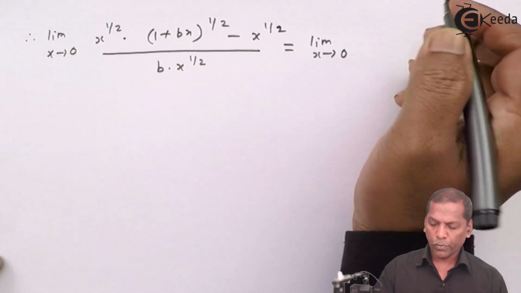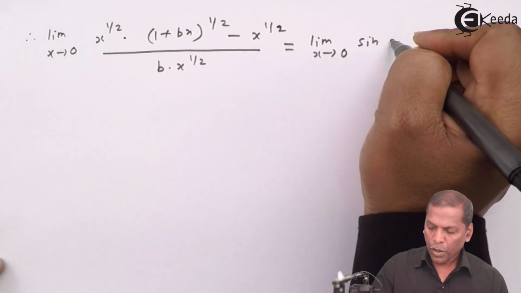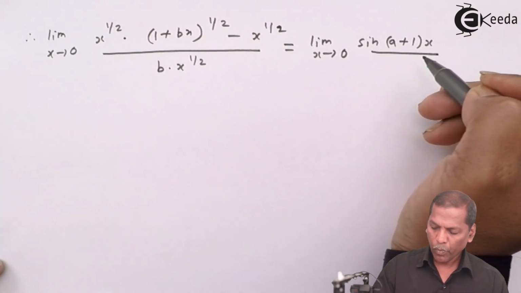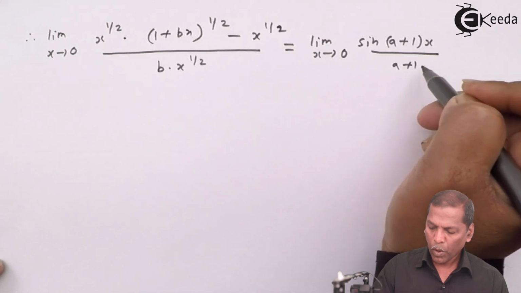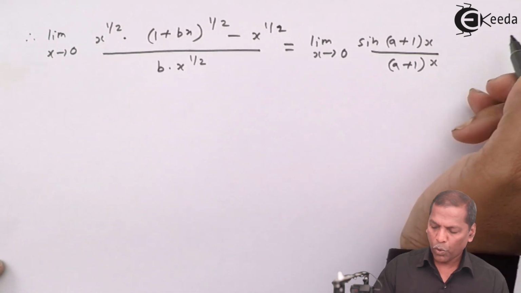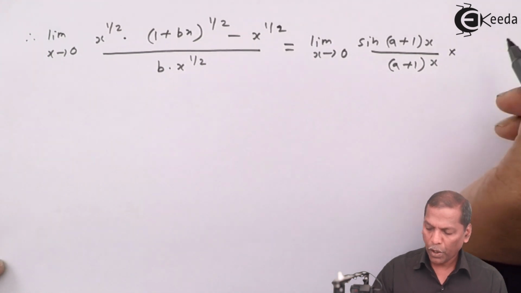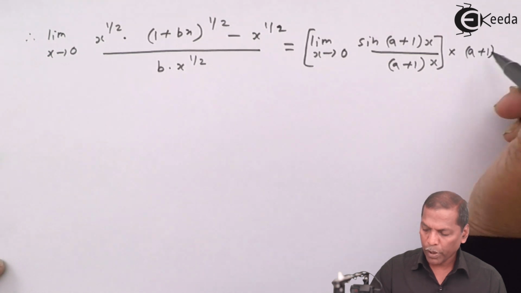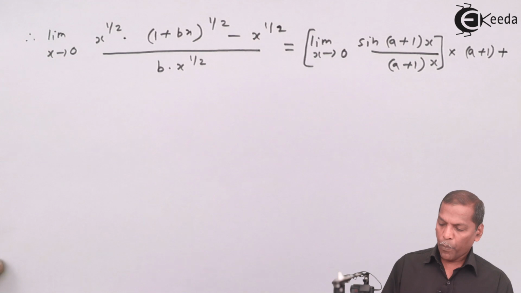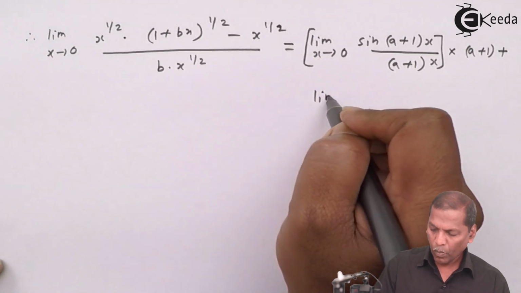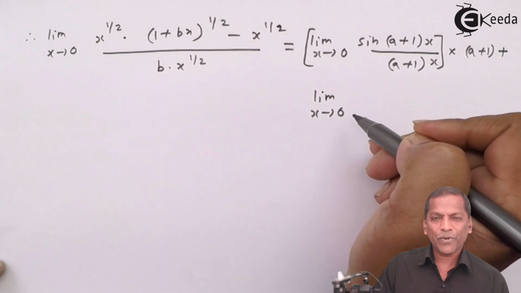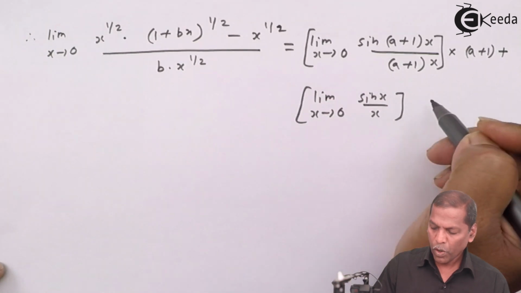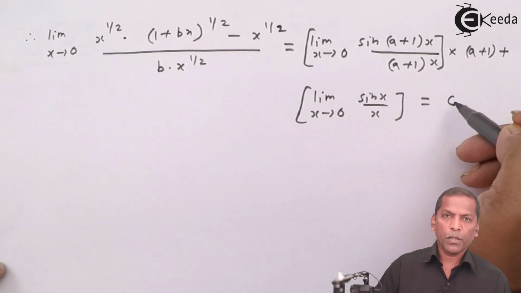limit x tends to 0 sine of (a plus 1) into x upon (a plus 1) into x, into (a plus 1), plus limit x tends to 0 sine of x upon x, and that equal to c.